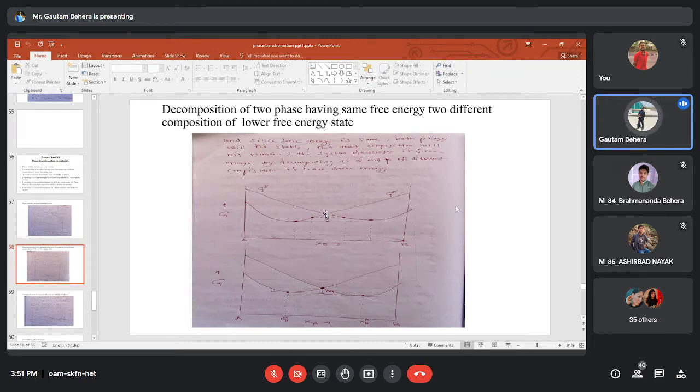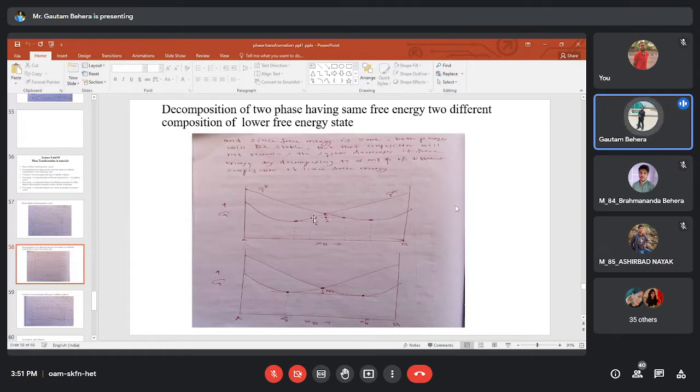Why will the composition change? Because the system wants to decrease its free energy. The initial free energy is this much, for example, and it will not remain. The system wants to reduce its free energy. How can the system reduce its free energy? By changing the composition. How can it be changed? You can see first the composition will become this much and this much. You can join these two lines.